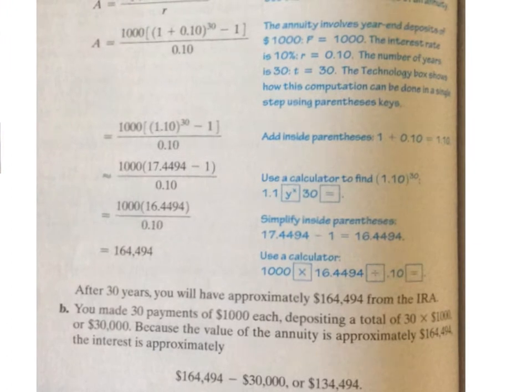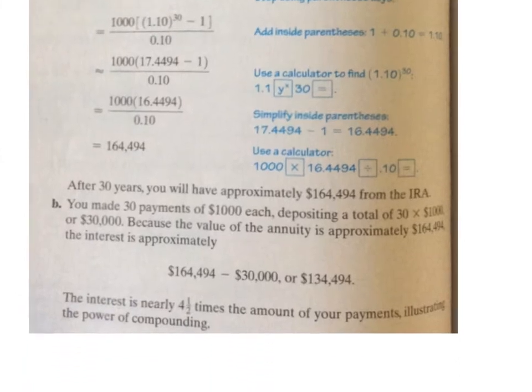And the nice thing is, right, they give you little tips on your calculator. Right, this is another one from your calculator, y to the x, as opposed to the caret symbol. Some calculators have this, or x to the y. So this is how much you end up with, which is, again, not too shabby. After 30 years, you put $1,000 every year, $164,494. I mean, I'd take it. That's a good chunk of money.